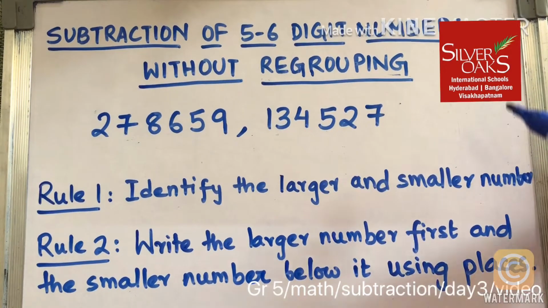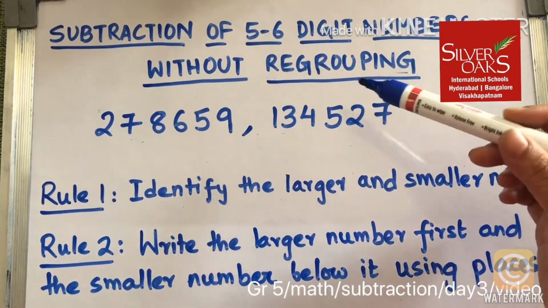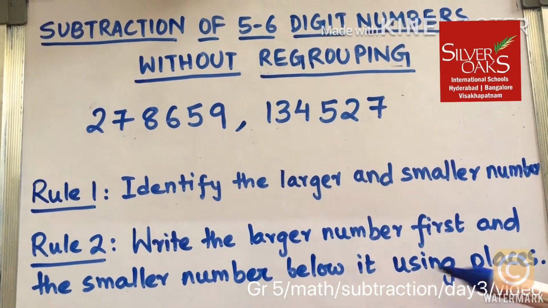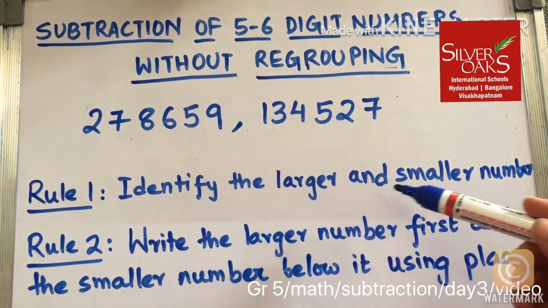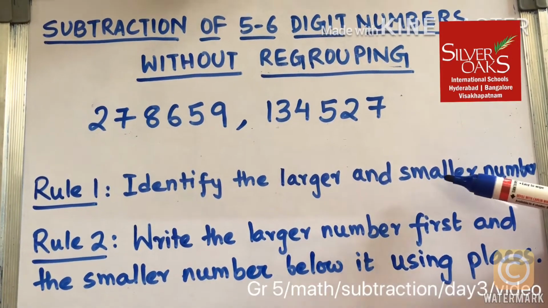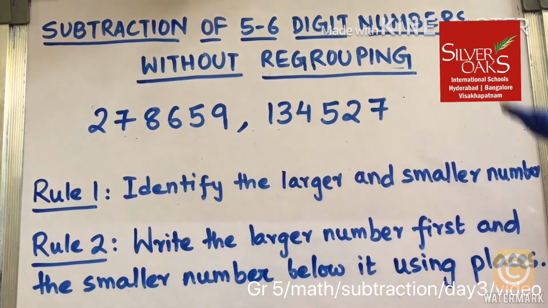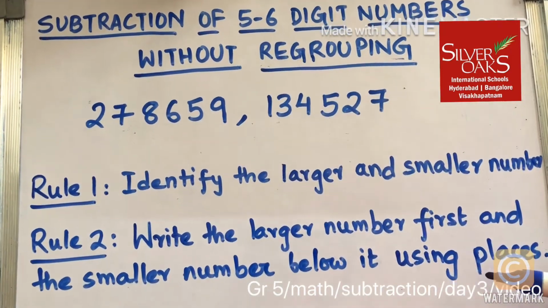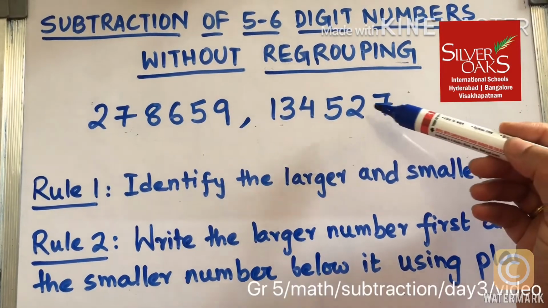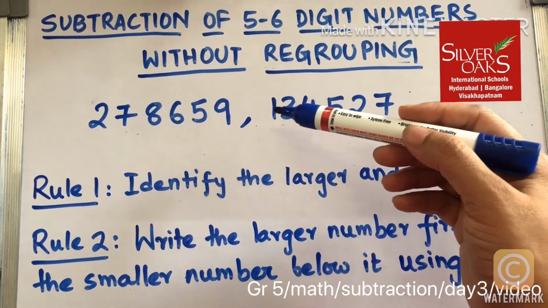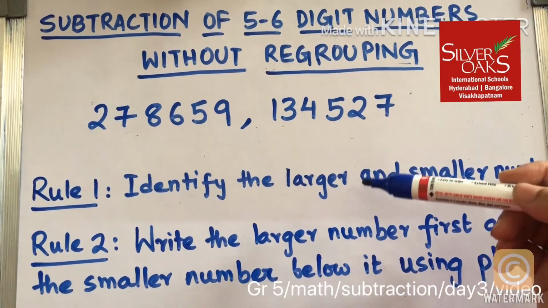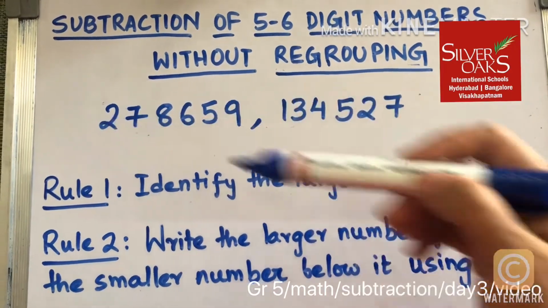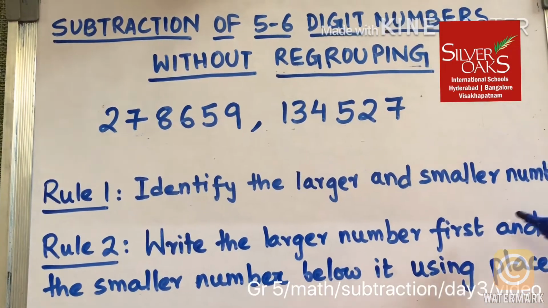Let us now look at the subtraction of 5 to 6 digit numbers without regrouping. There are two rules for subtraction. The first one is to identify the larger and smaller number. For example, here I have taken two numbers and I have to identify which one has to be subtracted from which one. So let us now count the digits. 1, 2, 3, 4, 5, 6. This is a 6-digit number. And this, 1, 2, 3, 4, 5, 6. So this is also a 6-digit number.